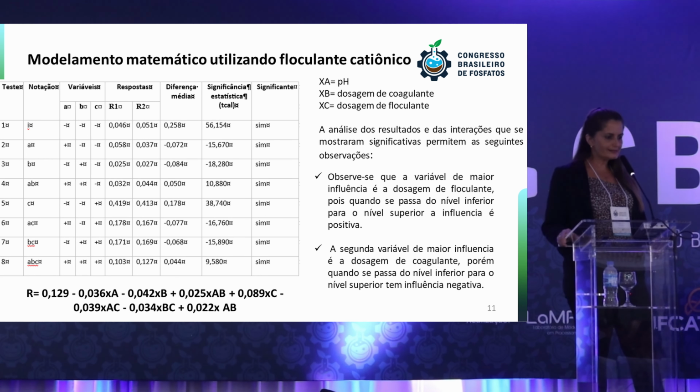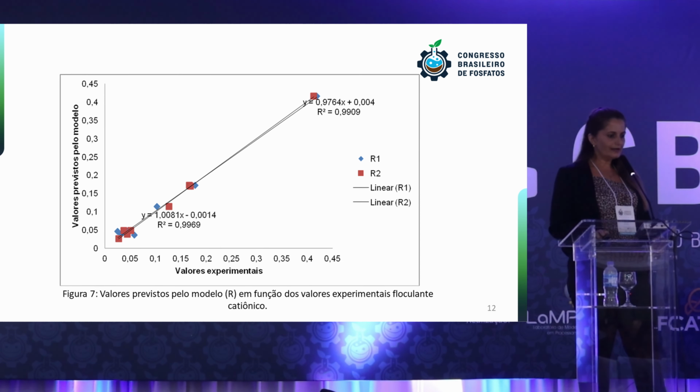And via this mathematic modeling, I was able to arrive at an equation proving what I have just said. So, the values that were forecasted and the experimental values. This is a chart that shows to us that for the cationic flocculant, it has shown a great behavior. And regarding the values forecasted by the model and the experimental ones, they are really close together.